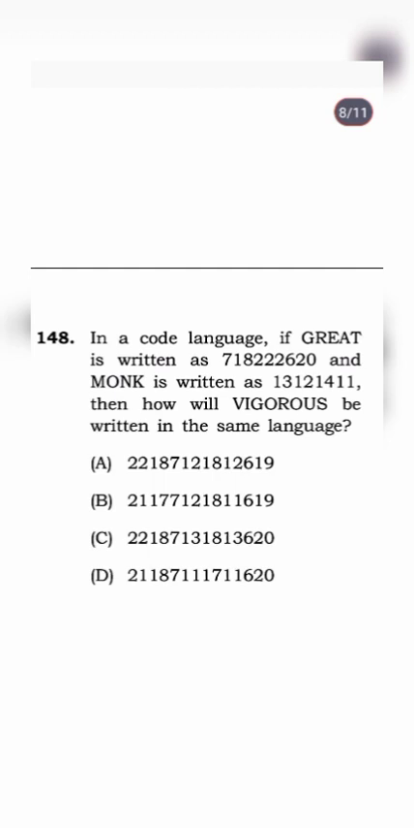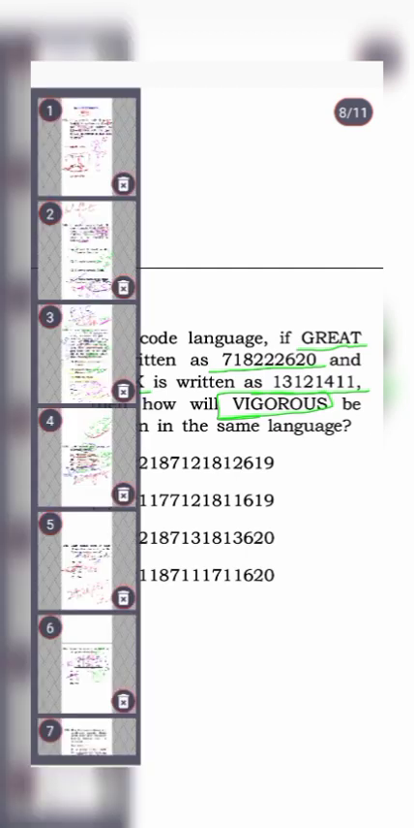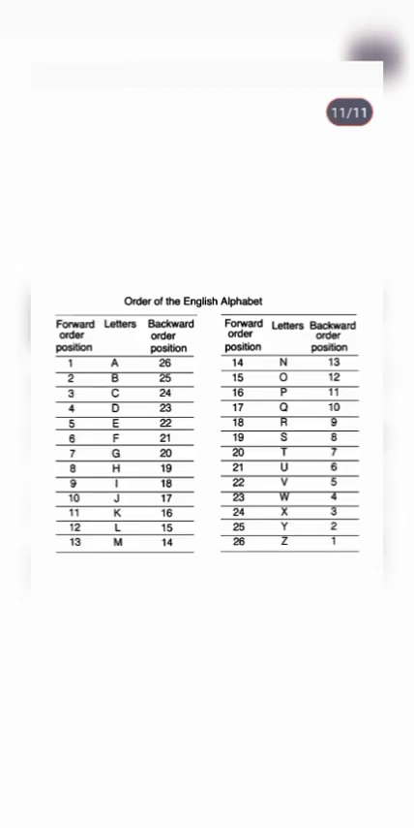Here in a code language, great is written as, say, 1182620. Monk is written as 1324111. What we have to find? Vigorous. See, first of all, we will see this table. You have to learn this, the backward order and forward order positions of the letters. Simply when we add them, it will be equal to 27.